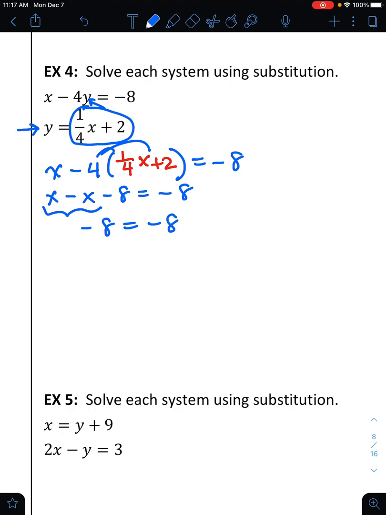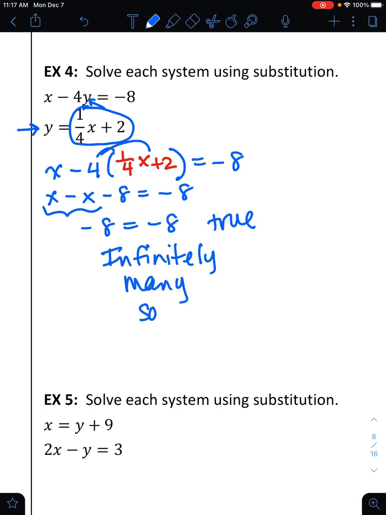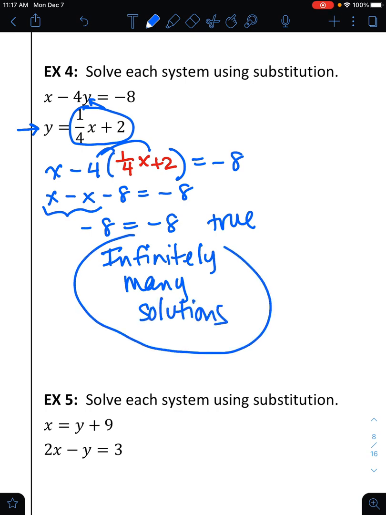So it's either infinitely many or no solution. This is a true statement, so that means all of the numbers are correct. So infinitely many solutions. What that means is I can plug anything in for x and y above, and I'm always going to get it to cancel out to be -8 equals -8. So it doesn't matter. Every number works.